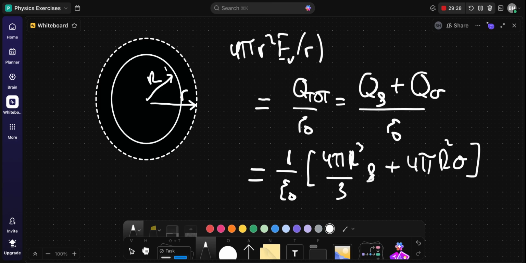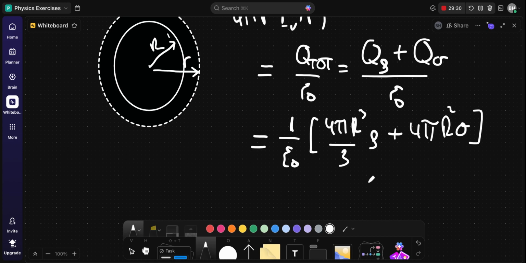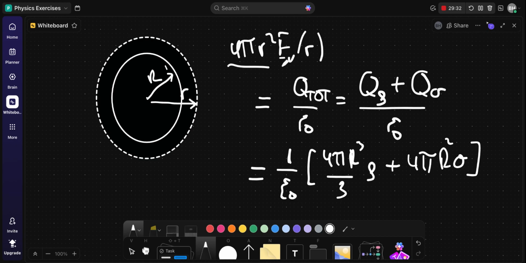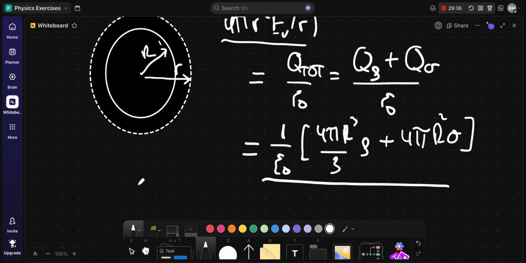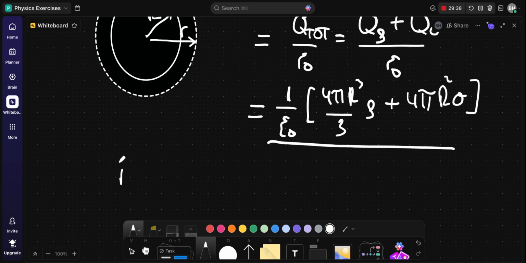And if you actually solve this equation, by solving I mean solving for the electric field, look what happens. You will have E r is equal to 1 over epsilon 0. I just keep this like this, because what gets cancelled is the 4 pi.